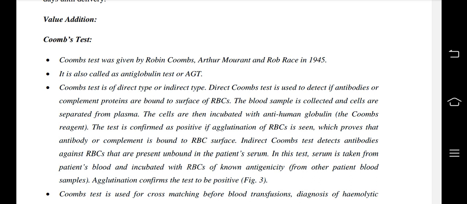The Coombs test is of direct type or indirect type. The direct Coombs test is used to detect if antibodies or complement proteins are bound to the surface of RBCs. The blood sample is collected and the cells are separated from the plasma. The cells are then incubated with anti-human globulin, the Coombs reagent. The test is confirmed as positive if agglutination of RBCs is seen, which proves that antibody or complement is bound to the RBC surface. So what is Coombs reagent? Anti-human globulin.